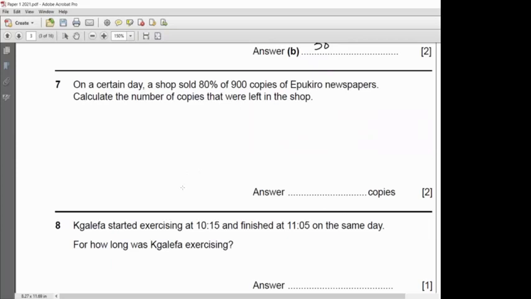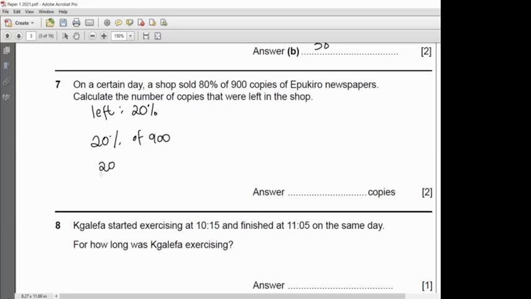Now here we are told that they sold 80% of 900 copies. So that means there were 20% left. So the percentage that was left is 20%. So you can work out what 80% of 900 is and then subtract from 900. That will tell you how many are left. Or you can go straight ahead and say, okay, I know that if I sold 80%, 20% is left. So I can just work out 20% of 900.